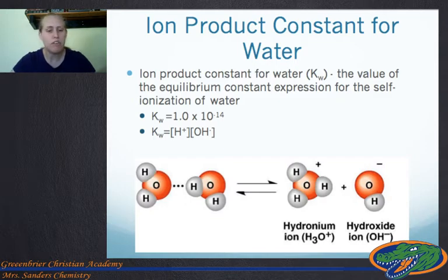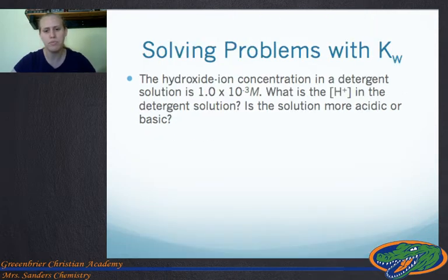The important part when solving these problems is that you have to remember that the value for Kw is always 1.0 times 10 to the negative 14. That is a value I expect you to memorize, and that way you can use it to figure out the unknown variable. So they're going to give you either the concentration for your hydrogen or the concentration for your hydroxide, and you'll have to solve for the unknown. Let's do an example problem with this.